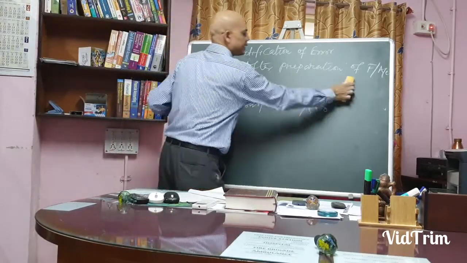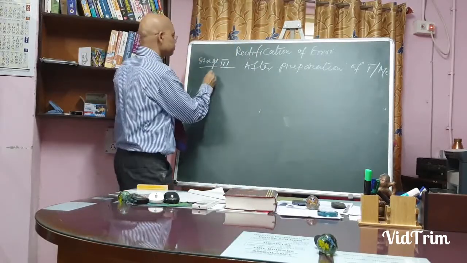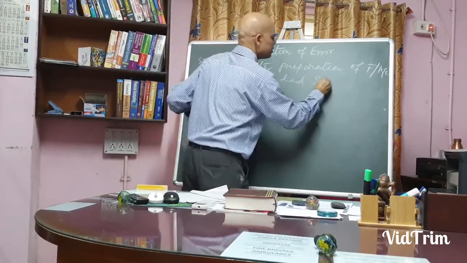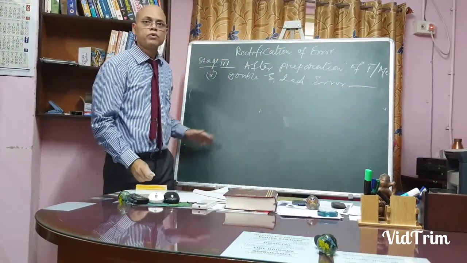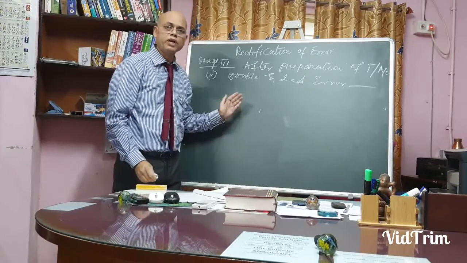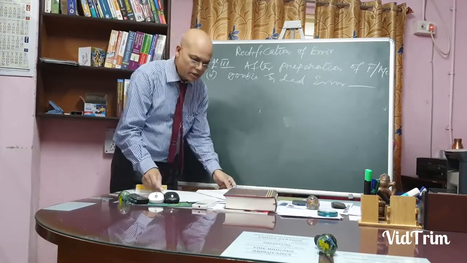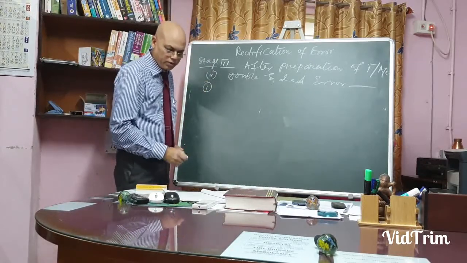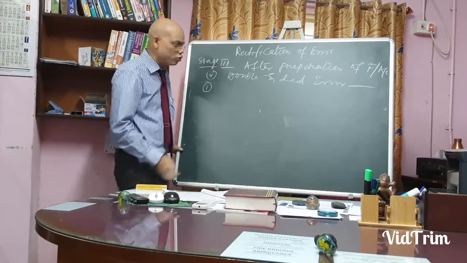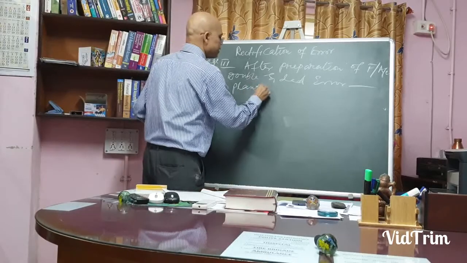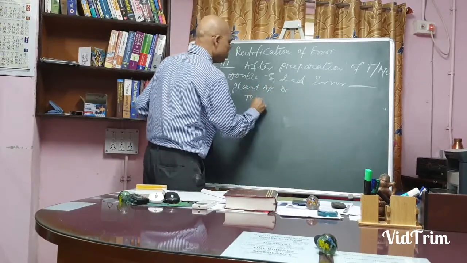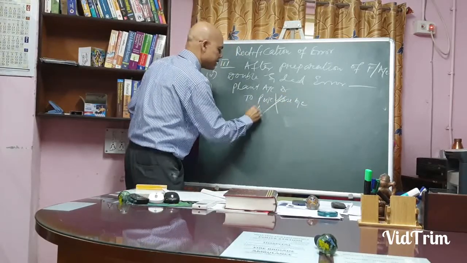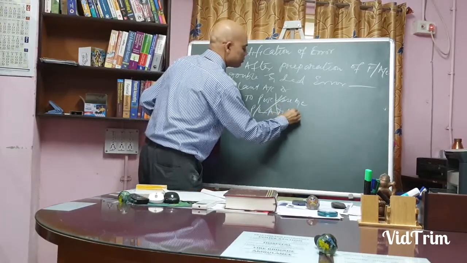And in case of double-sided error, again the same answer will be there as after preparation of trial balance, but the nominal accounts will be replaced by PL adjustment account. Like in example number 1, plant account debit to purchase account. Here purchase account should be replaced by PL adjustment account.